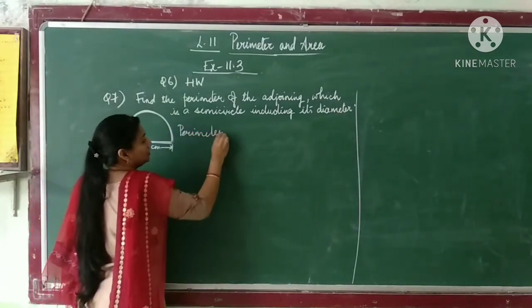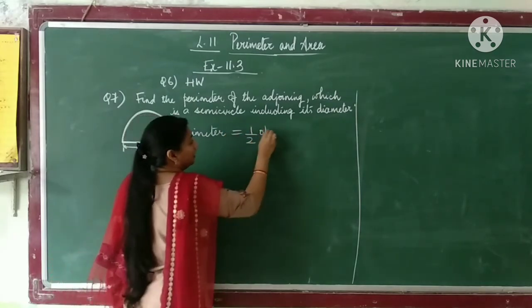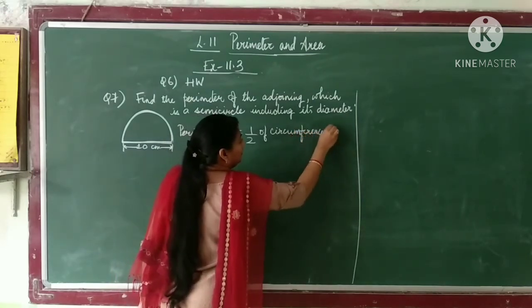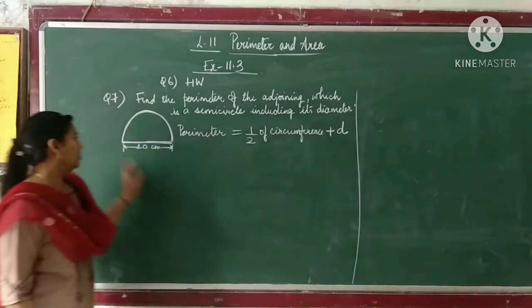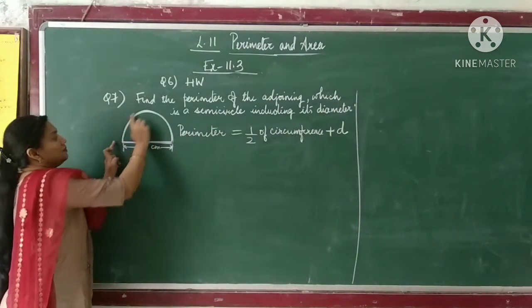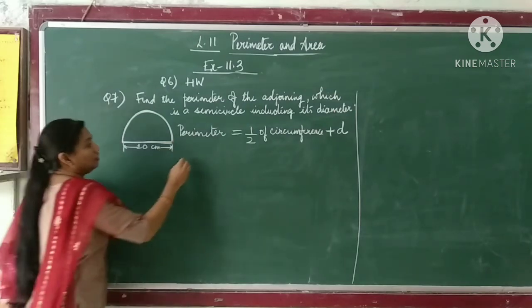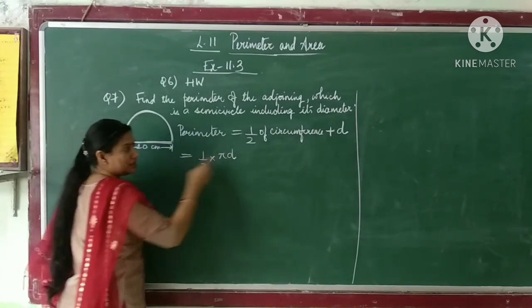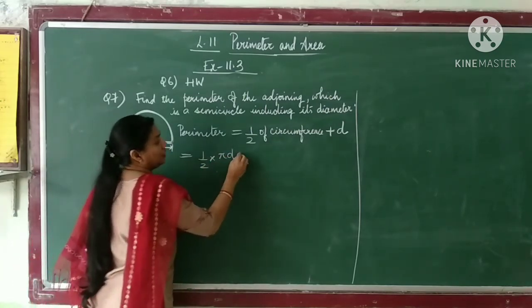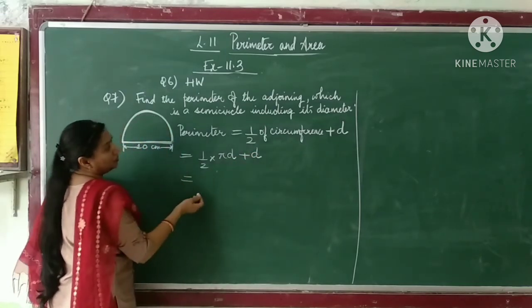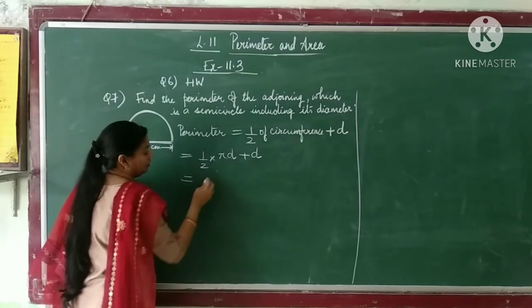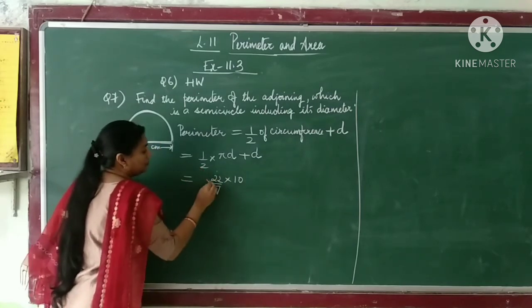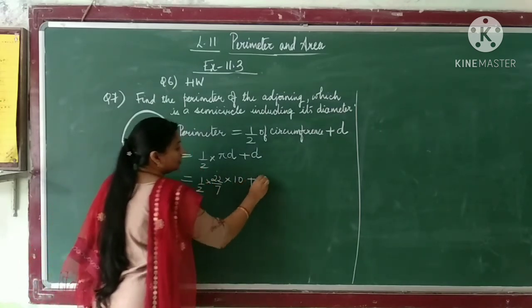The perimeter of this figure will be half of the circumference plus the diameter d. This is diameter d. This plus half of the circumference. Now what is the formula of half of circumference? Pi d over 2. If I consider diameter d, the circumference of the circle formula is pi d, plus d. Now I will put the values. Diameter d is given 10, pi is given 22 by 7, multiplied by half, plus diameter 10.